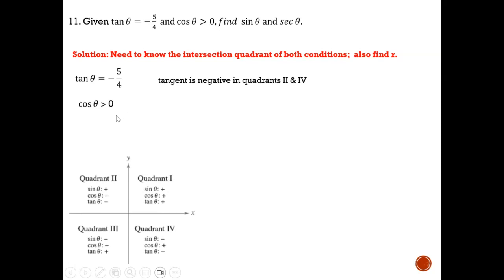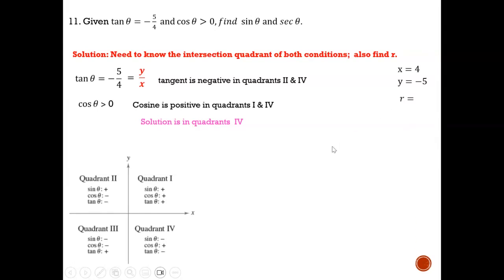Now we repeat the process for the cosine. The cosine is positive in quadrant 1 and quadrant 4, right? So you take the intersection of both. So the answer will be in quadrant 4, which means the sine is going to be negative, and the tangent will also be negative. Since tangent is equal to y over x, that means x is positive, because it's quadrant 4, and y is negative.